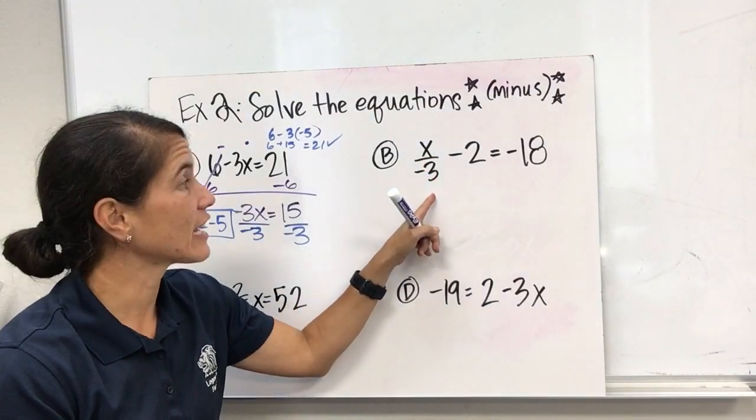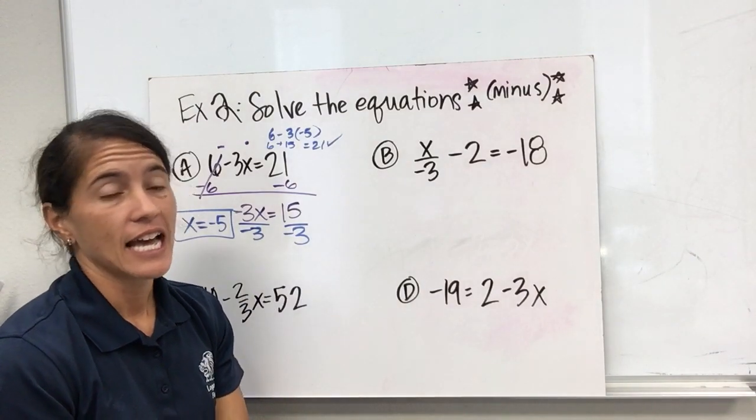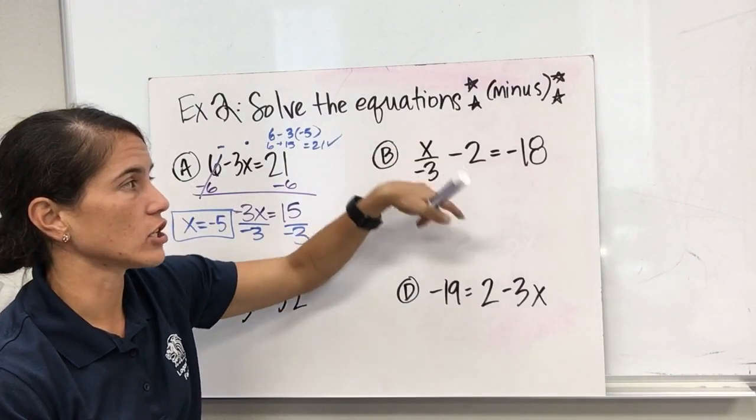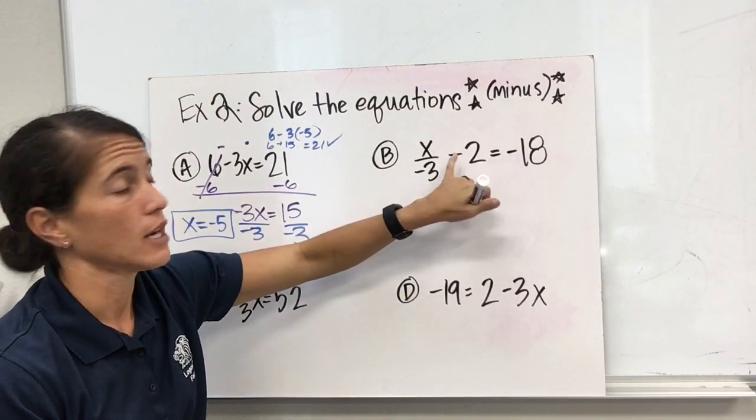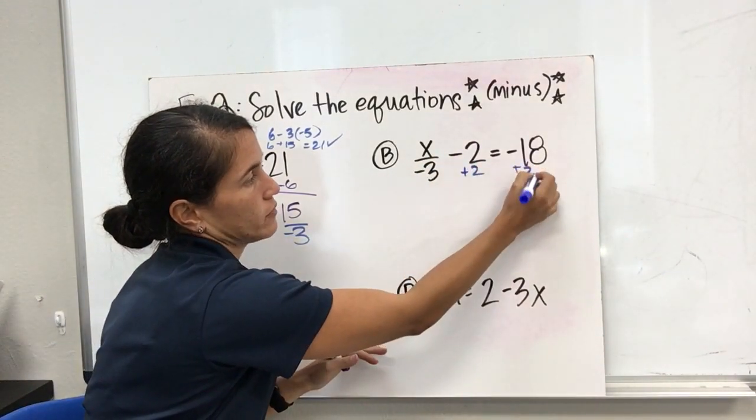All right, let's do B together. X divided by negative 3 minus 2 equals negative 18. So I have a division problem here, and then I have a subtraction problem. So I'm going to undo this minus 2 with plus 2.